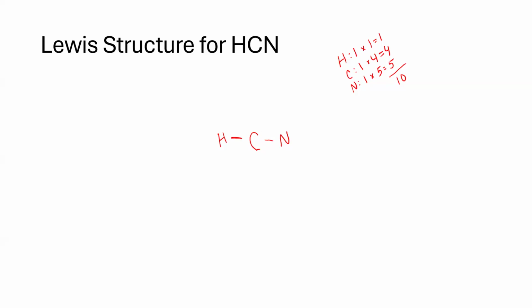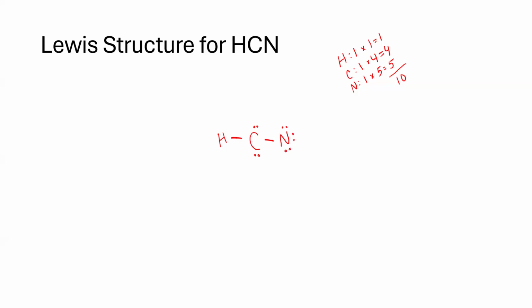This carbon right here would like to have 8. It's just a normal atom. It wants 8. So 2, 4, 6, 8. This nitrogen would also like to have 8. It currently has 2. So 4, 6, 8.